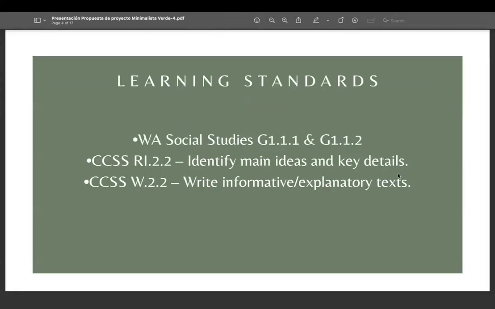And then the learning standards. The first one for the Washington Social Studies, I chose G1.1.1, and it says be able to identify local geographic locations and bodies of water. And G1.1.2 is be able to identify large continental land masses on the map or globe. And for the literacy ones, the first one is to identify main ideas and key details, and the second one is write informative explanatory texts.